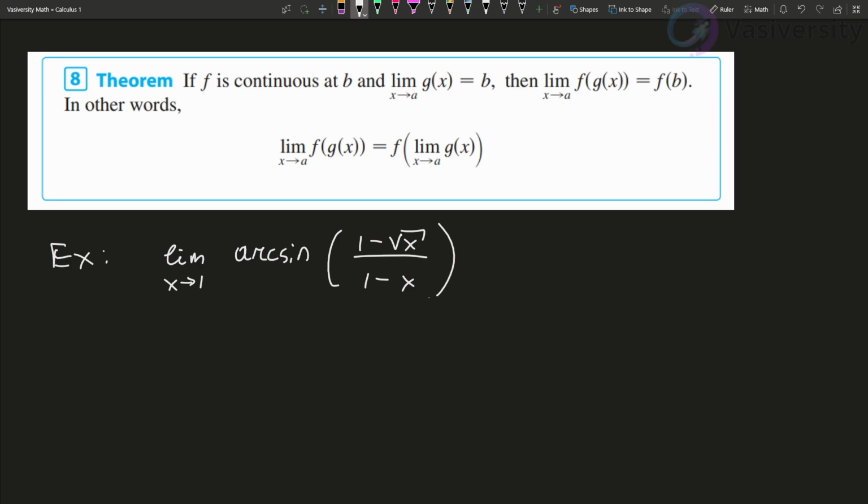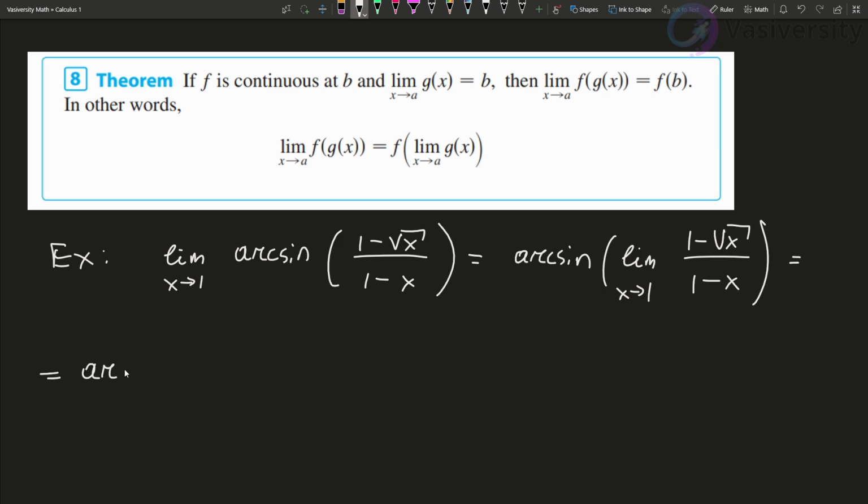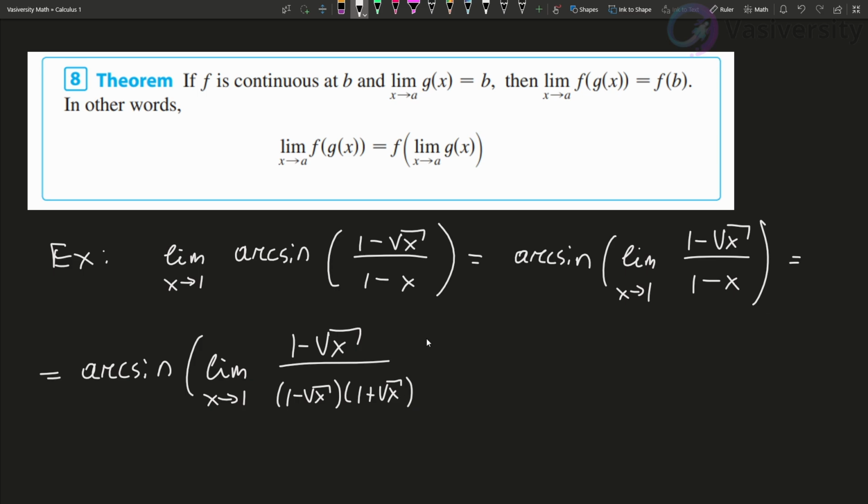So here, essentially what's going to happen is we're going to bring arcsine outside. So the limit as x approaches 1 of the expression (1 minus square root of x) over (1 minus x). This one we can simplify, right? So we're going to have arcsine of the limit as x approaches 1 of (1 minus square root of x) divided by (1 minus square root of x)(1 plus square root of x).